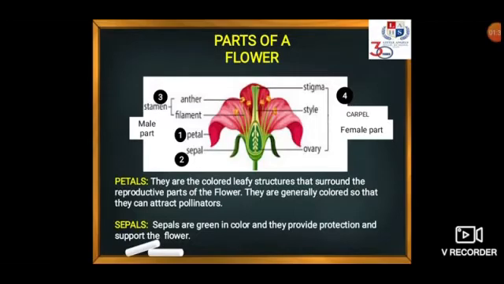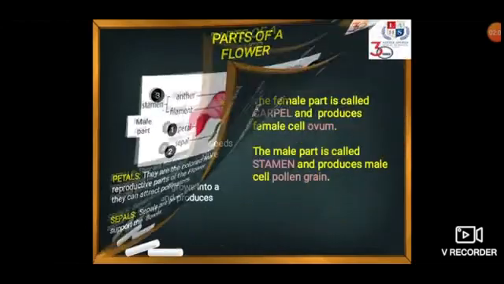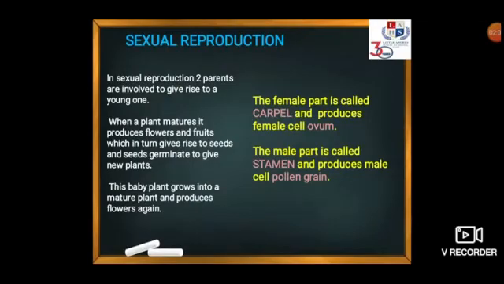Sepals. Sepals are green in color and they provide protection and support to the flower. Now coming on to the male part of the flower, it is called the stamen and it is divided into two parts, the anther and the filament. And in the same way, the carpel, which is the female part of the flower, has three parts, the stigma, style and the ovary.